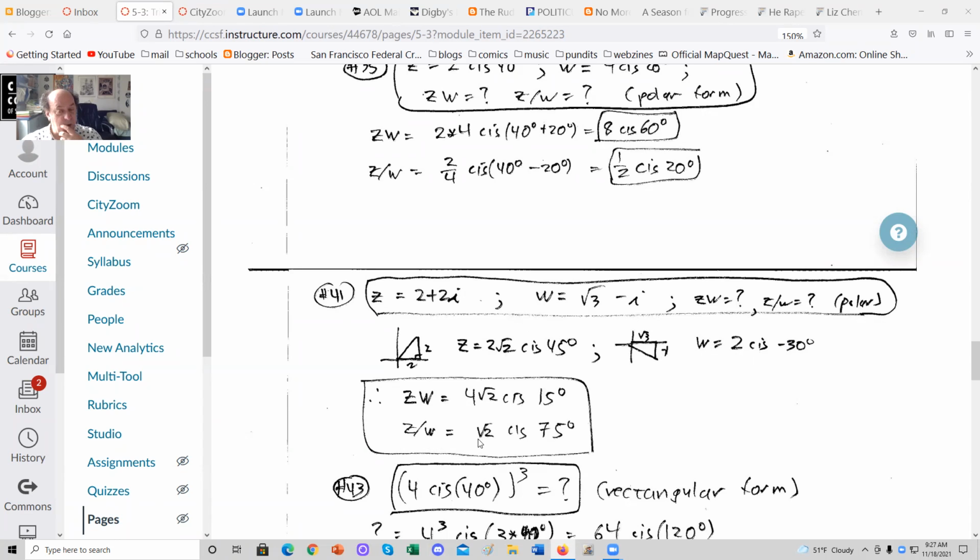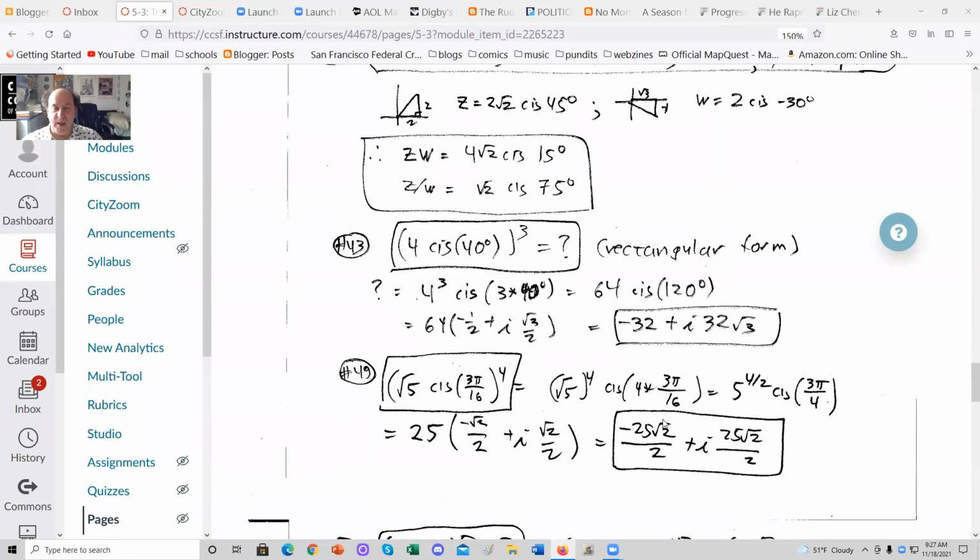So Z over W equals root 2 cis 75 degrees. Here we have a third power of 4 cis 40 degrees. And put that in rectangular form. What is it? Well, third power of 4 cis of 3 times 40 degrees.